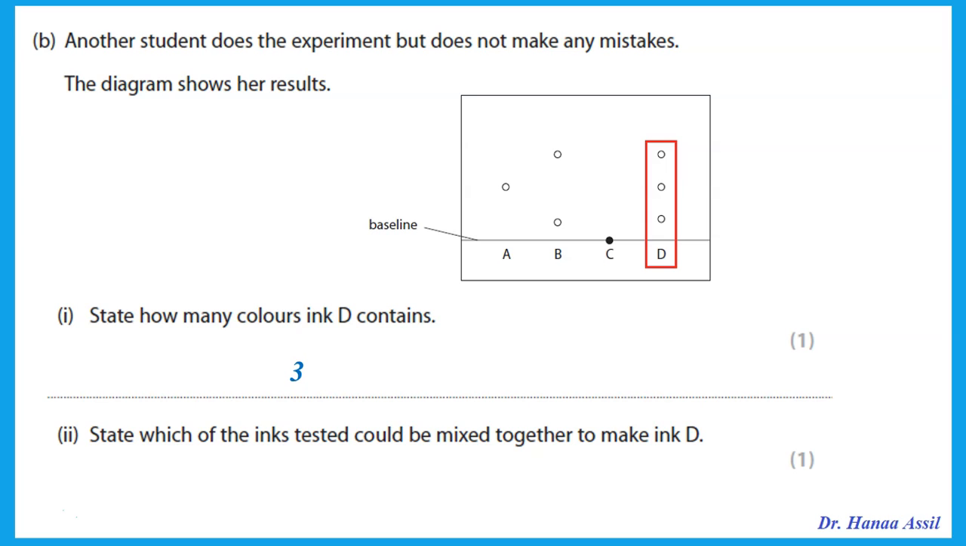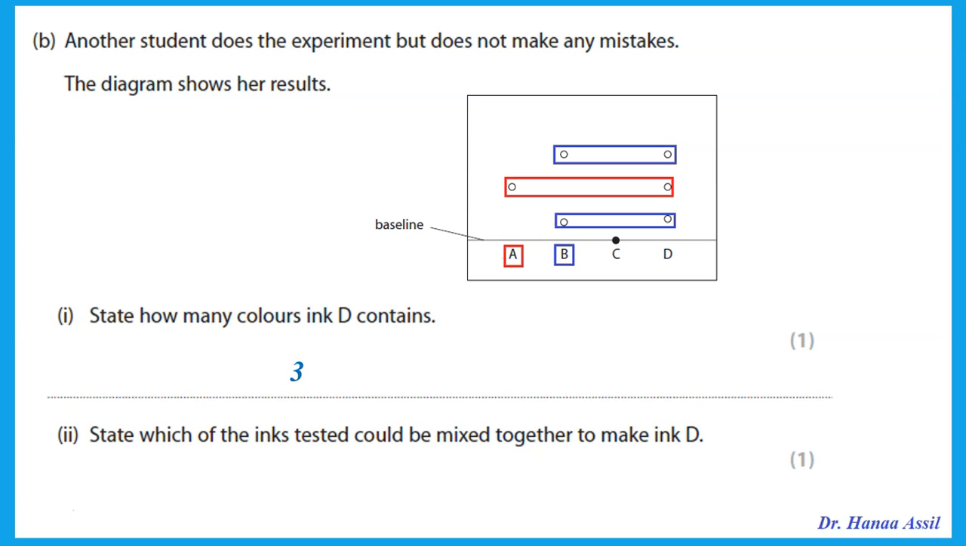State which of the inks tested could be mixed together to make ink D. Now you can see that if I have spots going up the same height, then they're the same. So if I look at D, which of the others are present in D? Well, I can see that A has a spot the same height as that in D, and B also has the two spots that are in D. So if I mix A and B, then I have the mixture which is referred to as D.